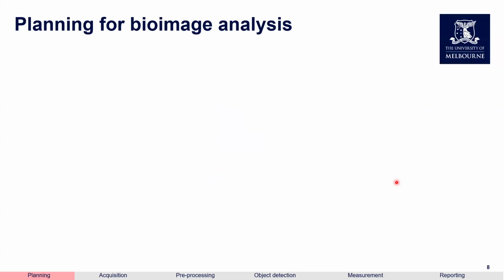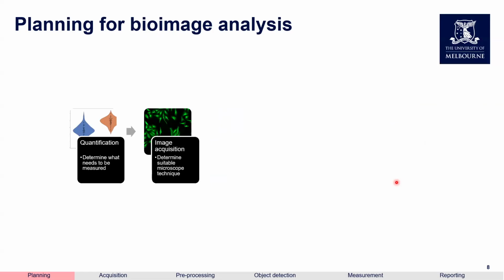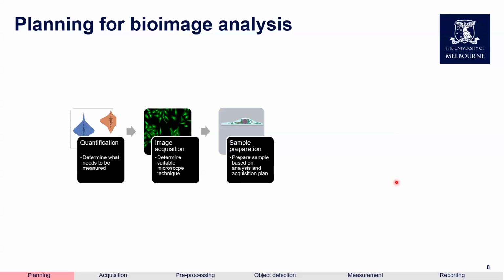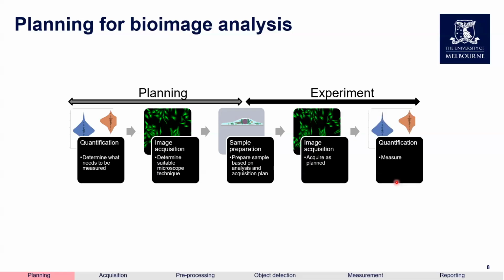If you're planning to analyze your microscope images, the first step is to plan your quantifications, which means we need to determine what needs to be measured before starting anything. Then we need to determine the suitable microscope techniques that can generate images optimal for that particular measurement. Then we can prepare the sample based on this plan. So this planning should be done properly before any measurements begin.